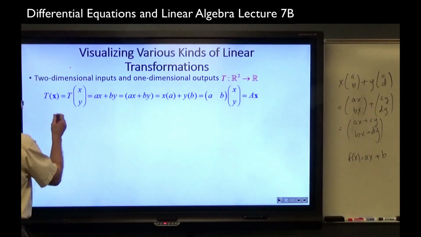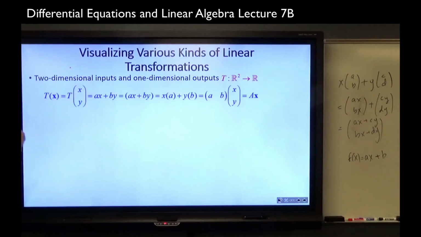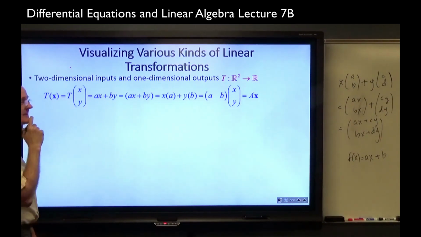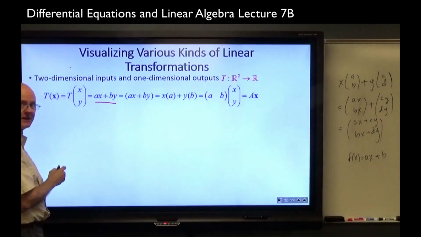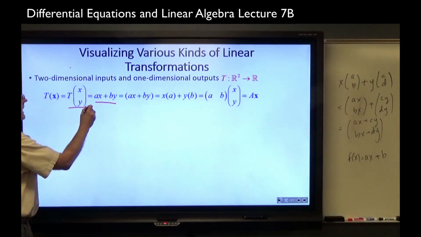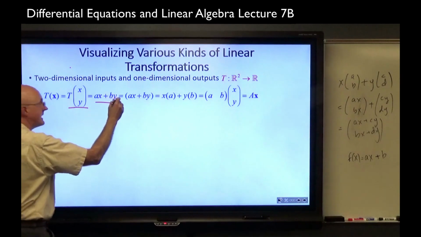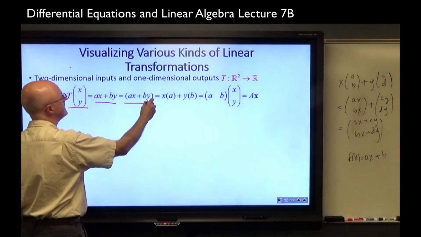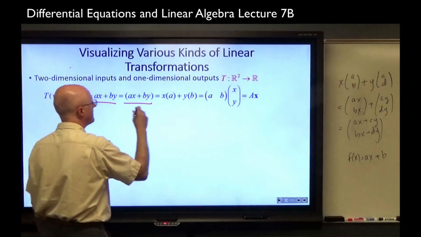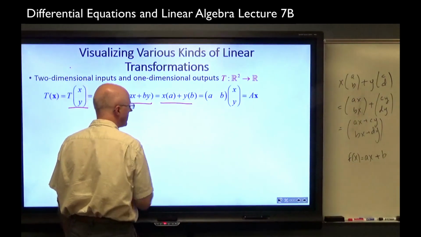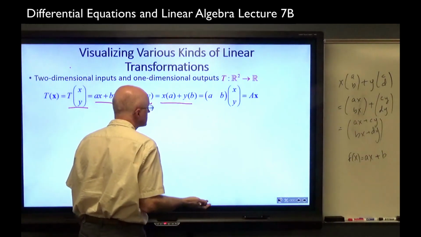T of x, and by the way, I could get the output name. I could call it u again. U would be a number in this case. They're thinking of it as being a number. This is T of xy equals this number, which I can think of as being a 1x1 matrix. And that could be thought of as a linear combination of two 1x1 matrices or vectors.